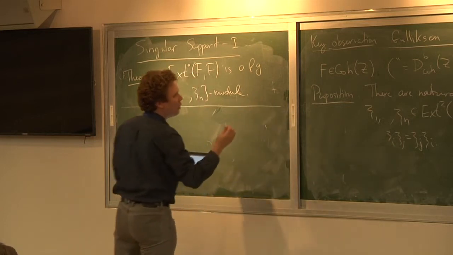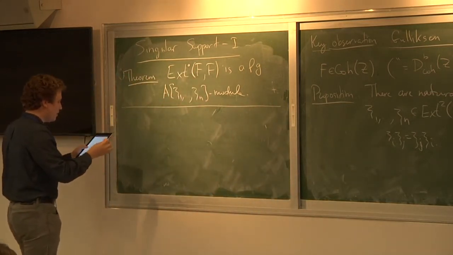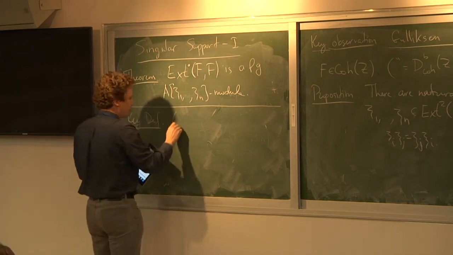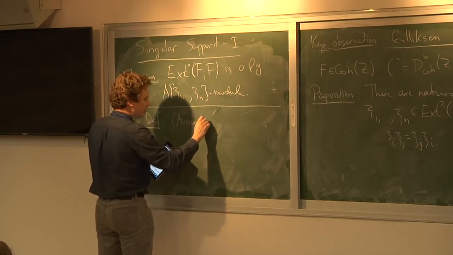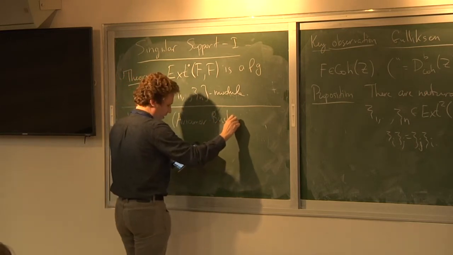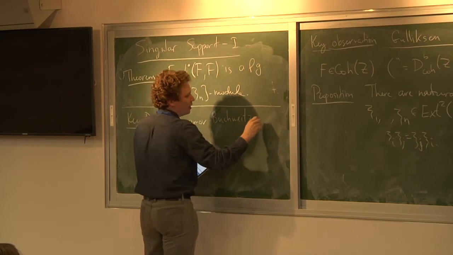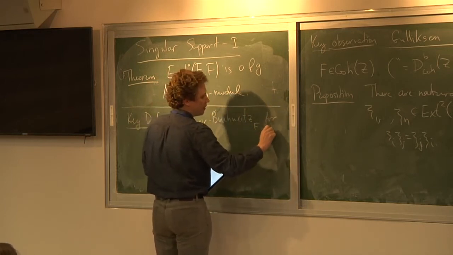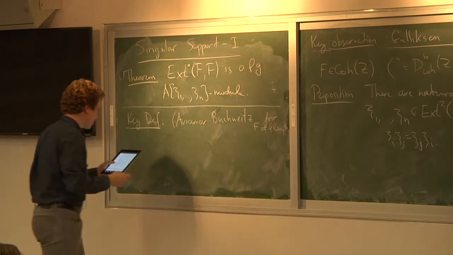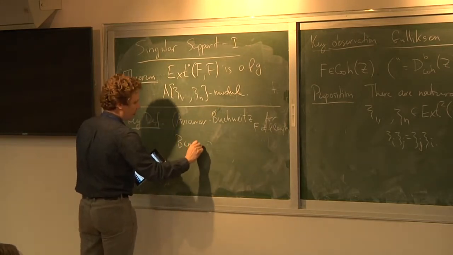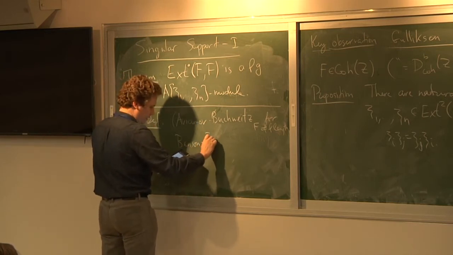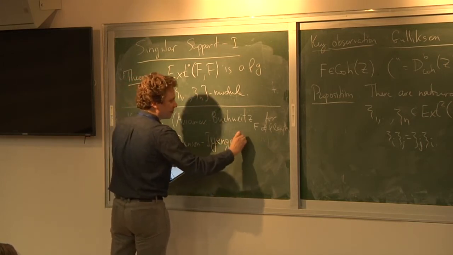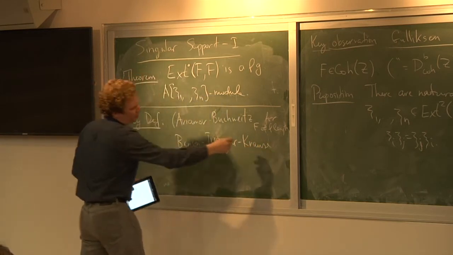Now, this was the key theorem. Now I can give the key definition, which was used by Avramov and Buchweitz, particularly when F has finite length. And it's a special case of a definition given in a paper by Benson, Iyengar, and Krause. So this is in general.